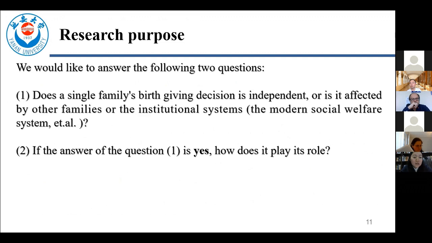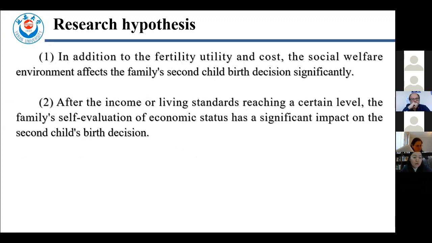The first is, is a single family's birth giving decision independent or not? Or is it affected by other families or other systems? The second question is, if the answer to question 1 is yes, how does it play its role? So we have the following two hypotheses. The first is that we assumed that the social welfare environment affects the family's second child birth decision significantly. The second is family's self-evaluation of economic status has a significant impact on the second child birth decision.